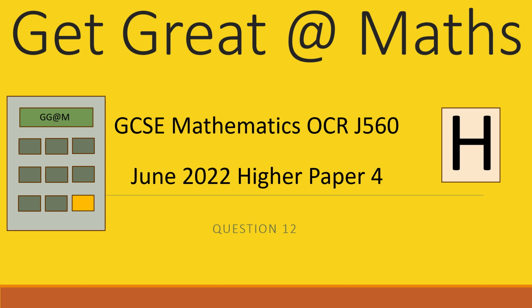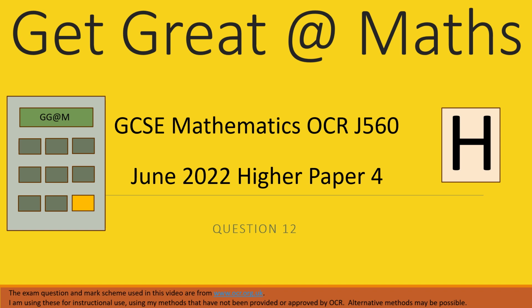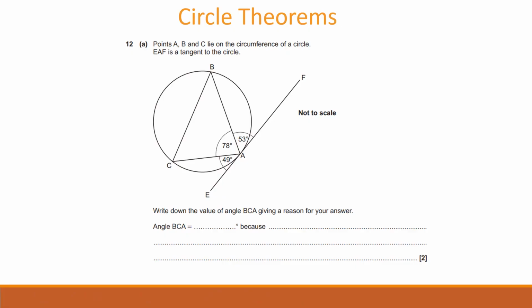Today we're going to look at the GCSE Mathematics OCR J560 exam paper from the June 2022 series on the higher tier, paper 4, and this is question 12 on the calculator paper. So question 12 is a question to do with circle theorems, and in this question you're given a diagram with some angles on and you've got to work out a missing angle and you've got to give your reason why.